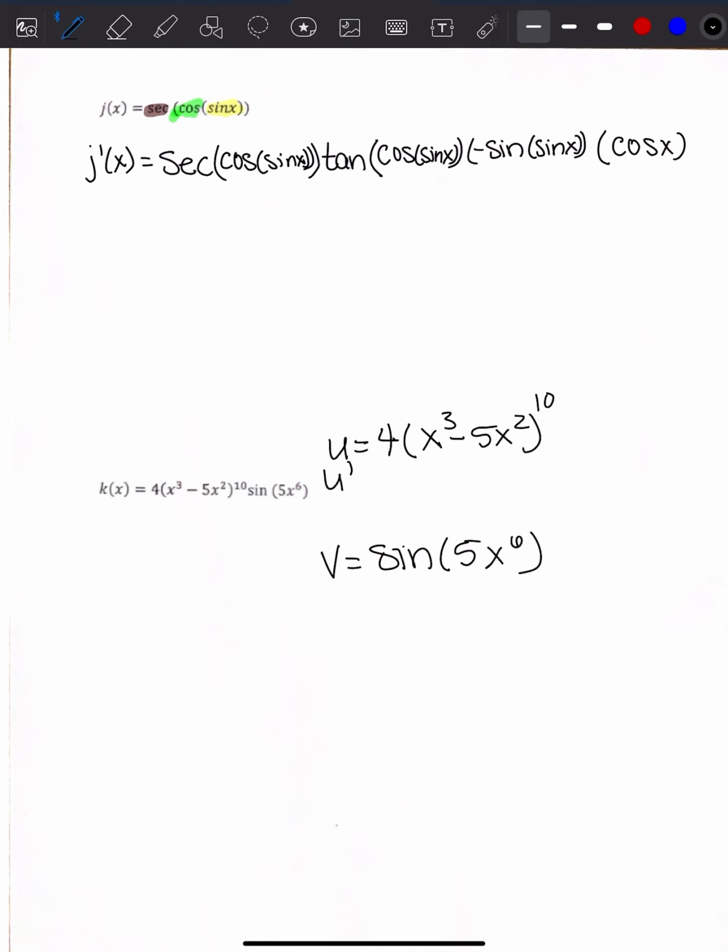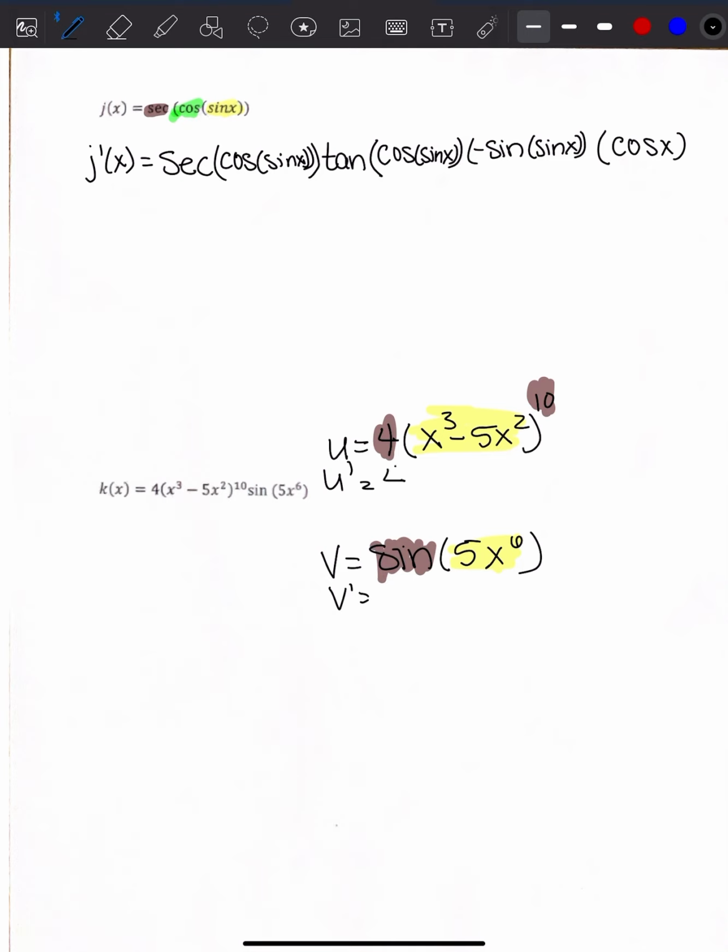Okay, from here we need to take the derivatives. Well, looking at my problem, I have an inside and I have an outside function. So I'm going to use chain rule for both pieces in my product rule, but overall I need to use product rule. So the derivative of 4 times the quantity x cubed minus 5x squared to the 10th power, we're going to use power rule first.